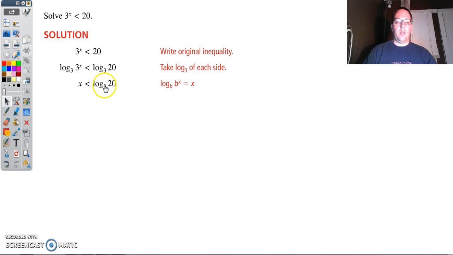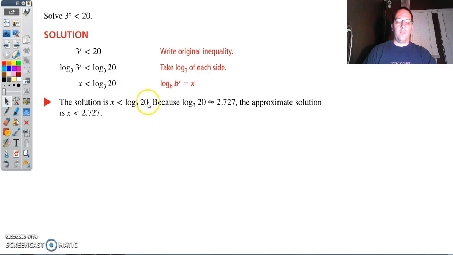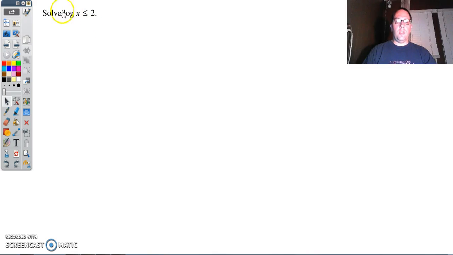We need to know what that number is, so we can use our calculator for this. And log base 3 of 20 is approximately 2.727. So our solution is approximately x less than 2.727. So not too bad. And let's take a look at another one. This one is in logarithmic form instead of exponential form.